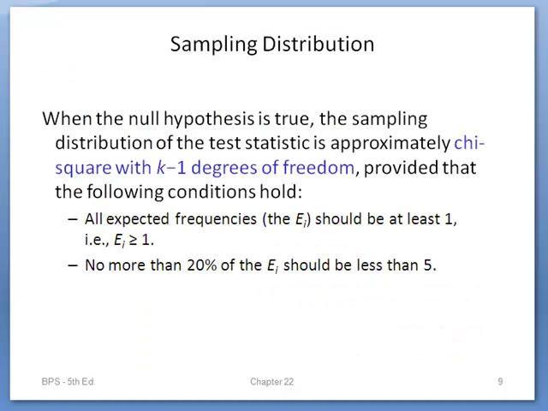So even before we can do this, we have to make sure that certain conditions are met. The test statistic is approximately a chi-square distribution with k minus 1 degrees of freedom, where k is the number of categories. So all expected frequencies should be at least 1. That is, all the expected values have to be greater than or equal to 1, and no more than 20% of the expected values should be less than 5.